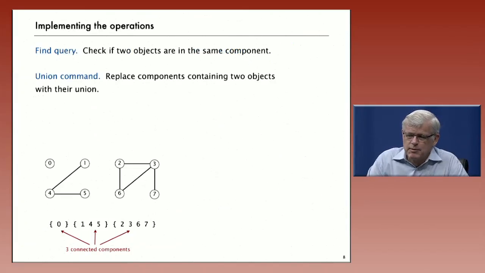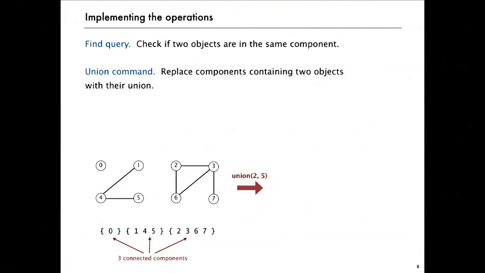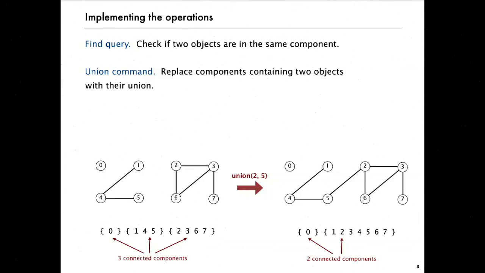Okay, so to implement the operations, we have the find query and the union command. And so we're going to maintain the connected components. The find is going to have to check if 2 objects are in the same component. And the union command is going to have to replace components containing 2 objects with their union. So for example, if we have these components and we get the command to connect 2 and 5, essentially we need to merge the connected component containing 2 with the one containing 5 to get a big connected component. So now we have only 2 connected components.